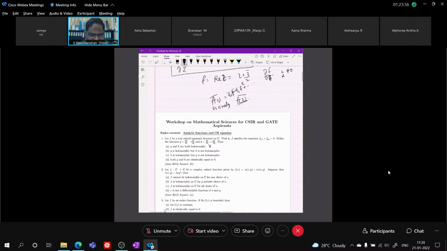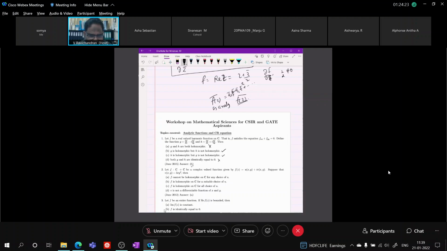I don't know why both G and H are identically equal to 0. There is no reason to believe that this will be true. So only one of these two will be the case. And we can see that either this or that will be analytic, because one is the conjugate of the other. If one function is analytic, the other is not analytic. So either this or this will be naturally true. So one of them is going to be the answer.